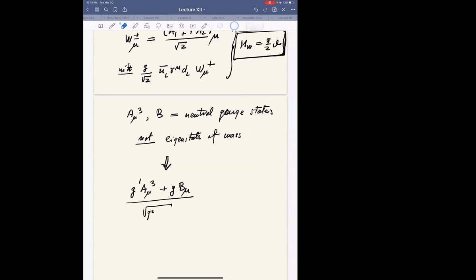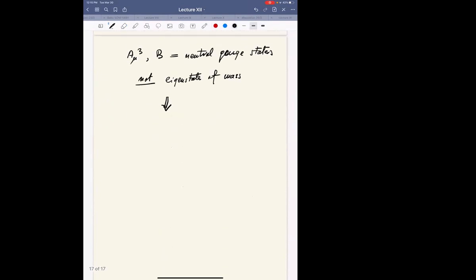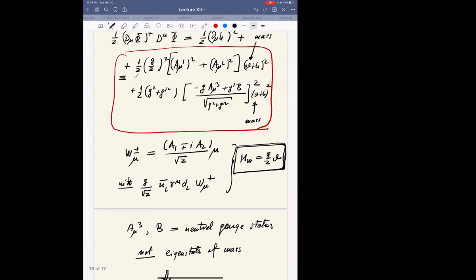Okay, I can do better than that. I have two combinations. One is minus g A mu 3 plus g prime B mu over square root of g squared plus g prime squared. It has a mass. Notice that it has a mass term.